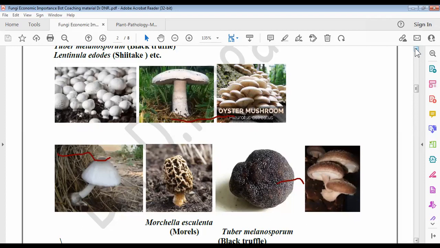The majority of all the points are covered: the economic importance of fungi, plant diseases caused by fungi, and vitamins, hormones, enzymes, organic acids, even antibiotics, SCPs. Okay, so these are all very, very important areas in which we can score points. So today's class is a very important class, sir.